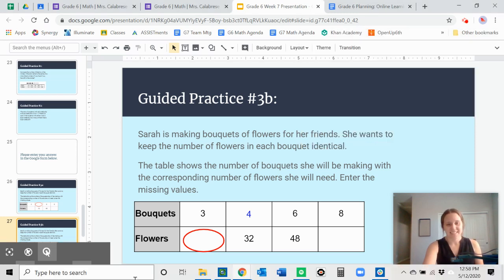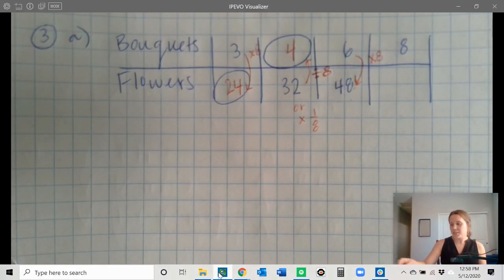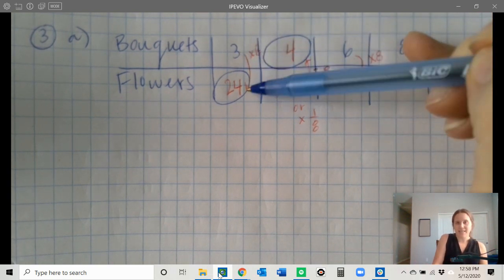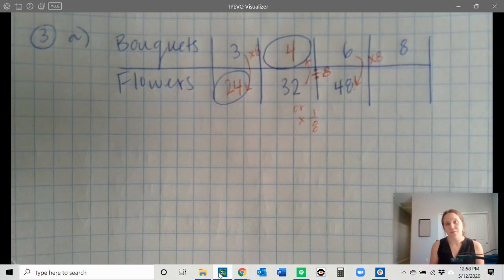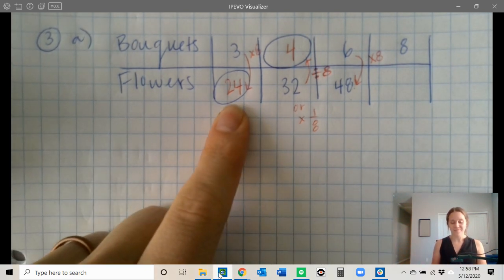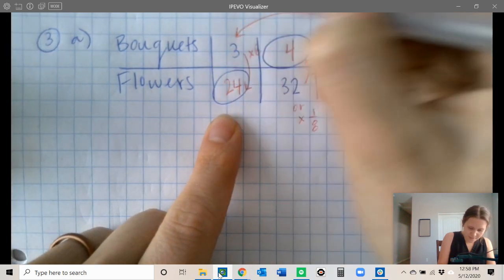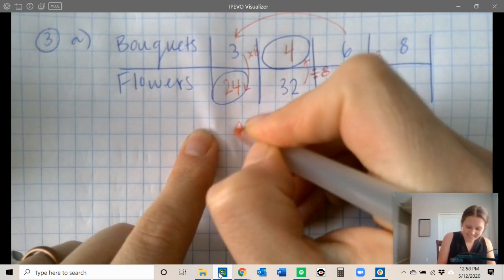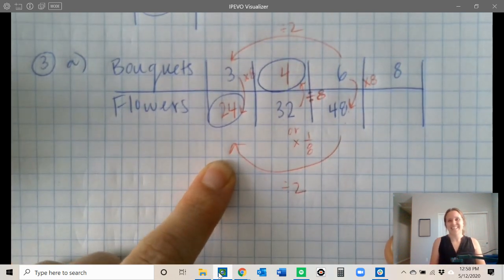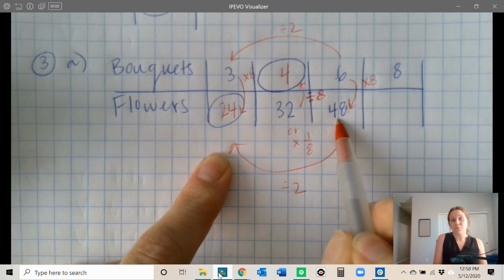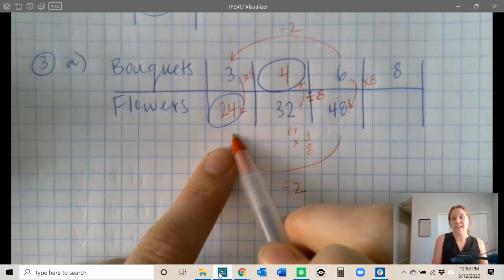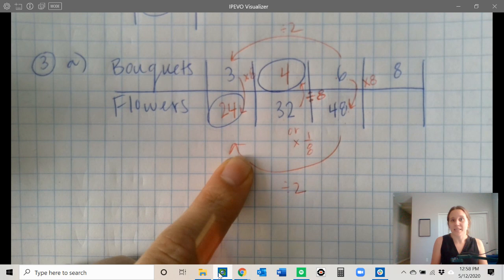All right. I was still using that same within ratio relationship. Once you know it, it's easy to use it every single time. So 3 times 8 is 24 flowers and 3 bouquets. I'd like to challenge you, can you find another relationship that could have helped you find this missing value? How about this one? Did anyone use that on their own? I could take this 6 divided by 2. If 6 bouquets takes 48 flowers, then 3 bouquets would take 24 flowers. I can divide by 2 there.